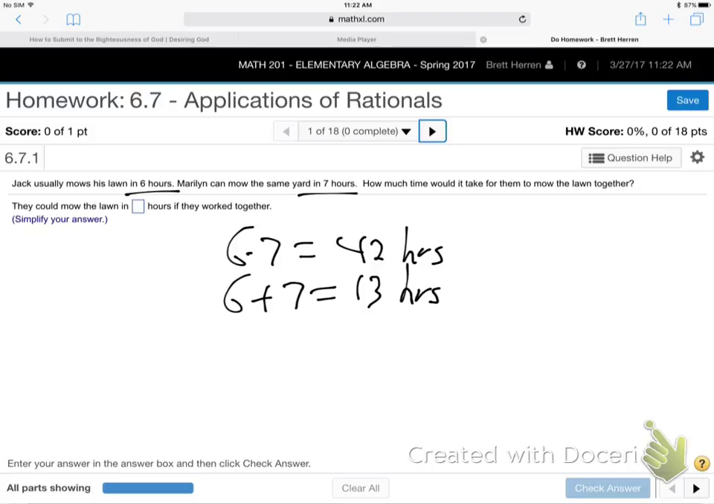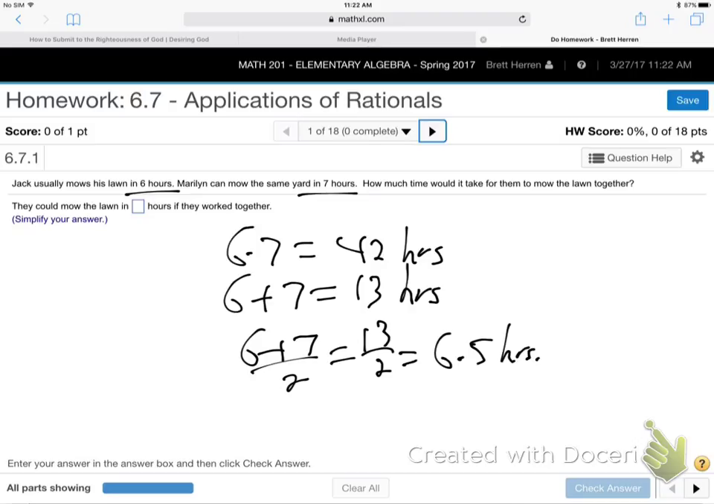How about this, guys? How about if we add them and divide by 2? Like average them, get the middle? Does that seem reasonable? 13 over 2, if you divide that in your calculator, you get 6.5. Does that seem more reasonable? Does it? No. Why not?